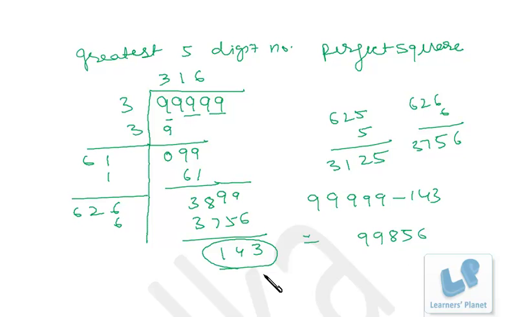So friends, we have deducted 143 from the greatest 5-digit number. So the resulting number is a perfect square number. So the greatest 5-digit perfect square number is 99856. Okay, because that is a perfect square number and that's below 99999, the greatest 5-digit number. So it is the only number which is having 5 digits, is a perfect square and is the greatest. Okay, so the same procedure has to be followed. I hope you are clear.